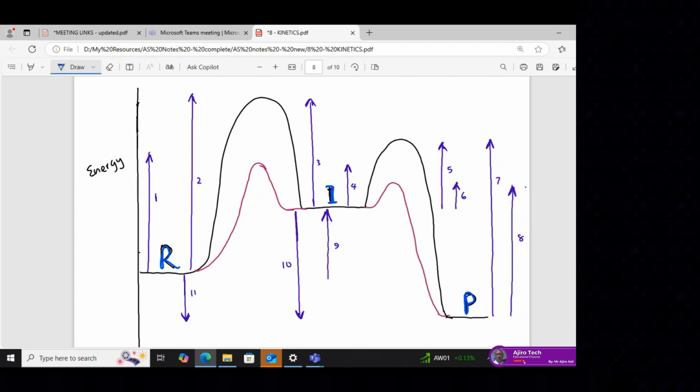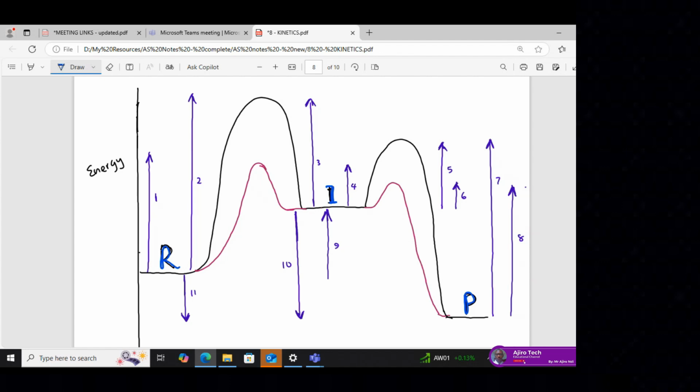Let's consider the uncatalyzed reaction, the black line. What is the EA for the first step? There are two steps for the uncatalyzed reaction. What's EA for the first step? EA1 for the uncatalyzed. I label them, tell me the value there. What is the EA1 for the uncatalyzed?